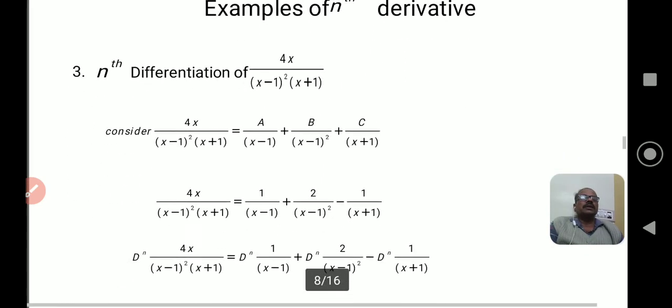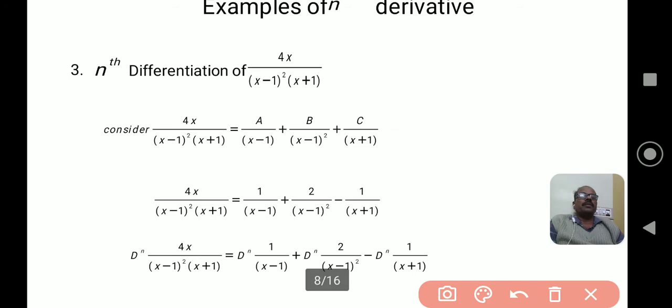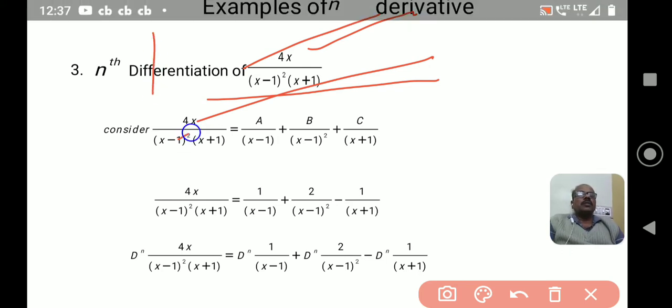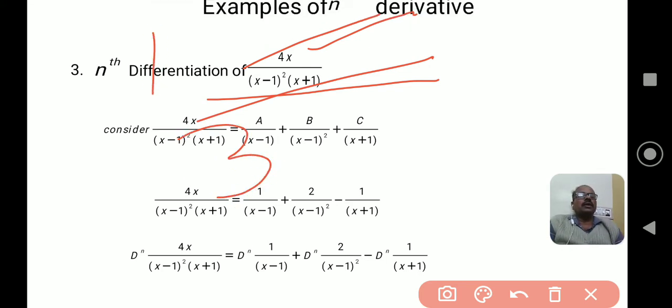Now come to the next example, which is from proper fractions, partial fractions. Observe and first identify. In the previous session we already discussed such types of examples. Today we mention the same problem once again. We observe whether the given function is proper or improper. The degree of the numerator is 1, and the degree of the denominator, x minus 1 whole square into x plus 1, is x square into x, which becomes x cube. The degree of the numerator is 1 and the degree of the denominator is 3, so definitely it is a proper fraction.